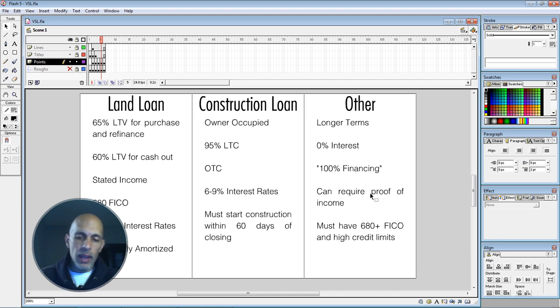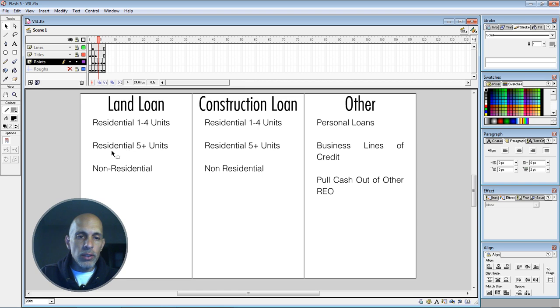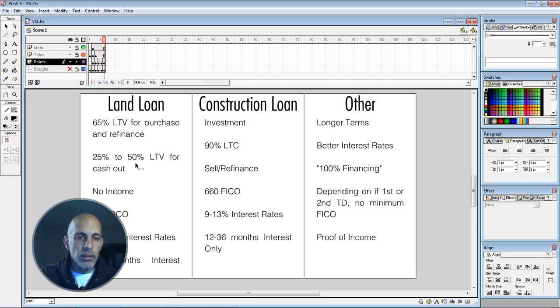Let's see, what else can I say? And this is for commercial properties. So this would include residential 5+ units and non-residential properties. So we are looking at up to 65% LTV for purchase and refinance. This is mainly for land that will eventually be constructed on. Let's say you're still entitling it, still mapping it, still getting permits. This is where this would fall.